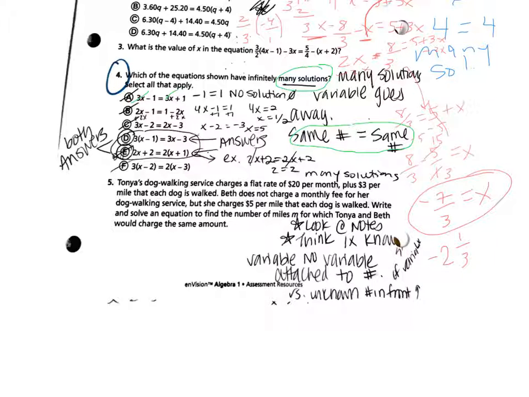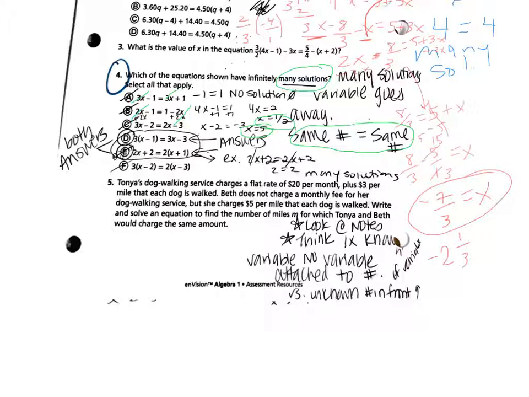For B, if I add 2x on both sides, you see that I would end up with an actual answer of x is 1/2. The variable doesn't go away, so that would not be many solutions. Same thing with C. I would be able to solve for C and get x is 5. So again, that's one answer, not many solutions.